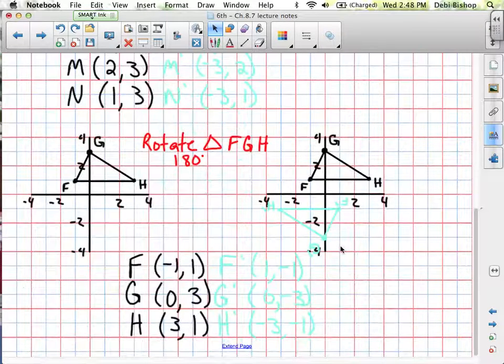Now, here's one that's rotating our triangle FGH 180 degrees. So you can see here's our original triangle, FGH, and this is our rotated, so we flipped it upside down 180 degrees. So remember with 180 degrees, you multiply both coordinates by negative 1. So F, our original, is negative 1, 1. Our image is now 1, negative 1. And you can see right here. G, 0, 3. 0 is still 0, but it goes to negative 3. And H, 3, 1 is negative 3, negative 1.